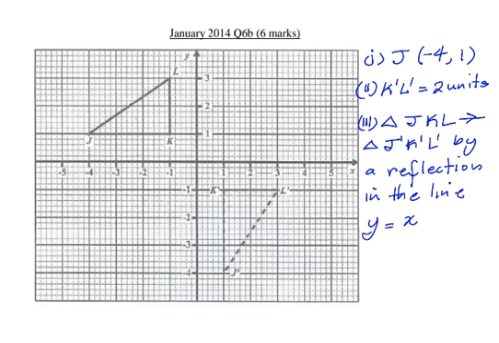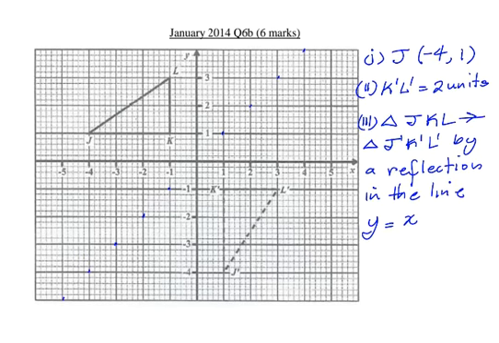Alright, let's draw the line y is equal to x. The line y is equal to x is a straight line that passes through all points on the graph where x and y have the same value. Whatever the x coordinate is, the y coordinate is also the same thing. So this is the line y is equal to x.